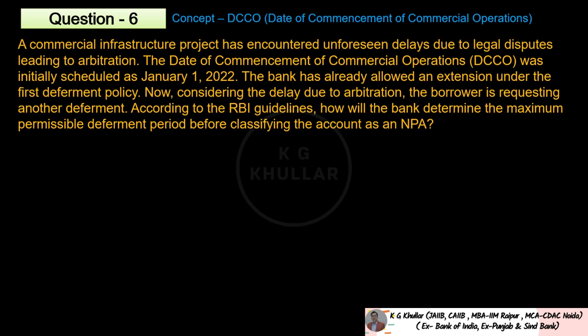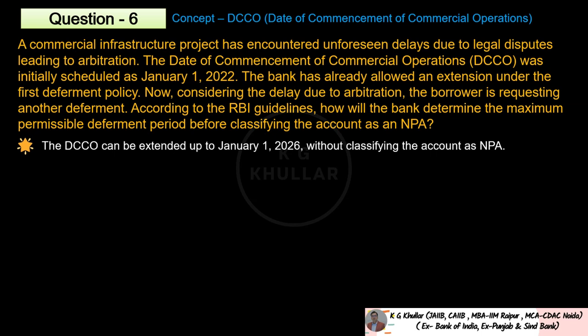Friends, next question is from very important concept of DCCO, that is date of commencement of commercial operations. And the case goes like this. A commercial infrastructure project has encountered unforeseen delays due to legal disputes leading to arbitration. The date of commencement of operation, that is DCCO, was initially scheduled as January 1, 2022. The bank has already allowed an extension under the first deferment policy. Now, considering the delay due to arbitration, the borrower is requesting another deferment. According to RBI guidelines, how will the bank determine the maximum permissible deferment period for classifying the account as NPA? And these options are given to you.